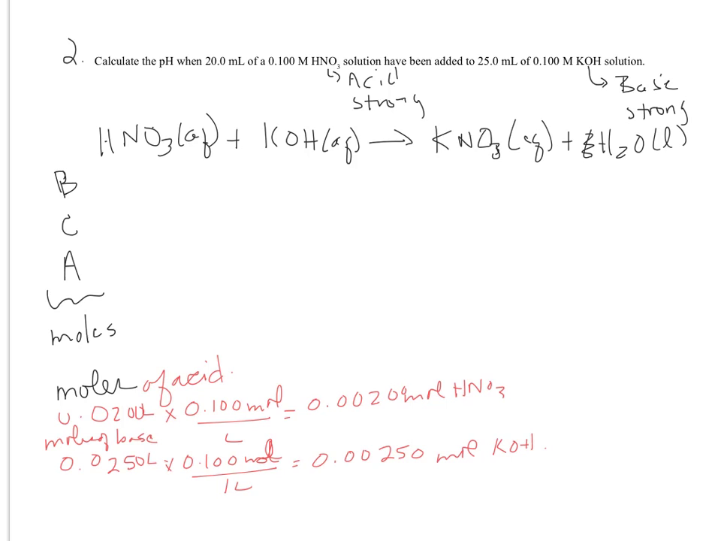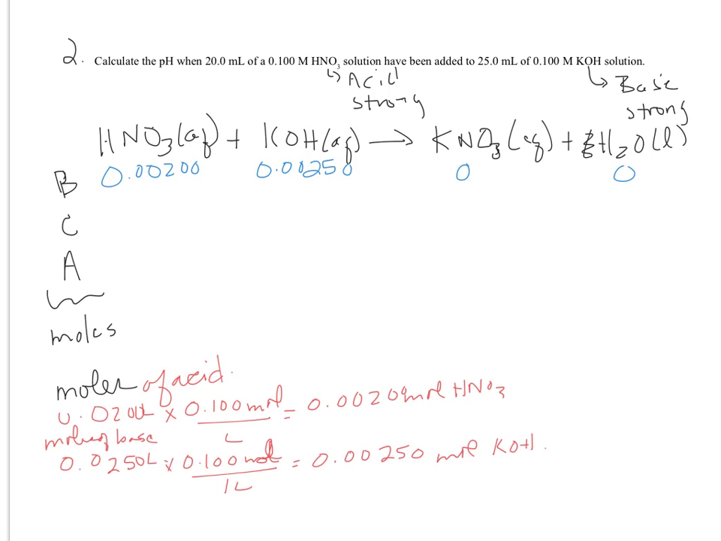So filling this into the BCA table, and this is why using a BCA table sometimes helps you see it. I have 0.002 moles of the nitric. I have 0.00250 moles of the potassium hydroxide. Initially, I've not made any salt, and I haven't made any water, although there will be some in the solution, because it's an aqueous solution, so I have a lot of moles actually.